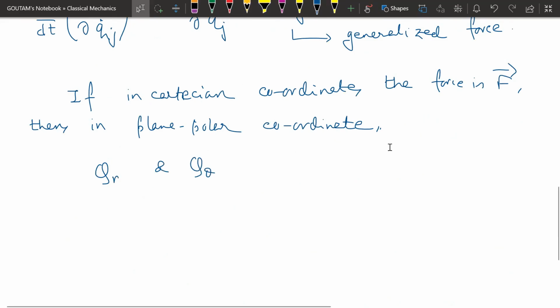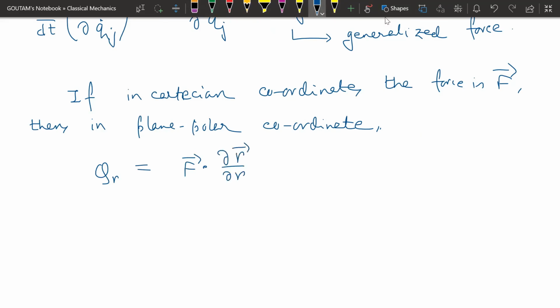Now, how to derive them? Q_r will be F dot ∂r/∂r. That's how the generalized forces are defined, if you can remember. And Q_theta is F dot ∂r/∂theta.